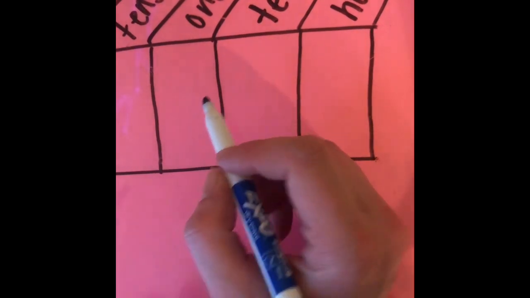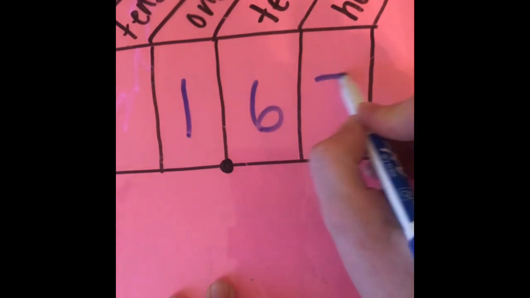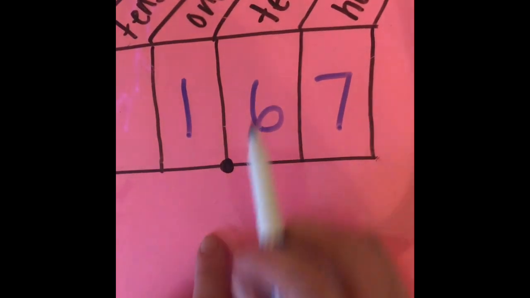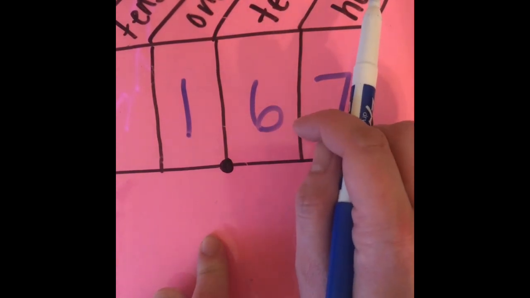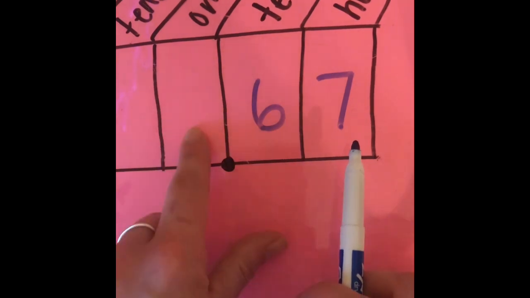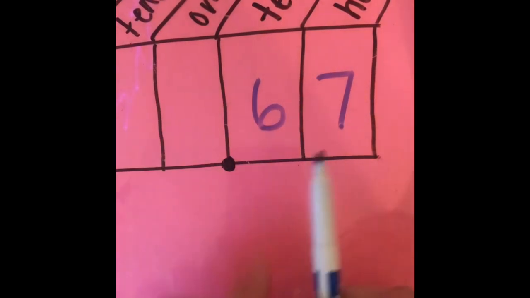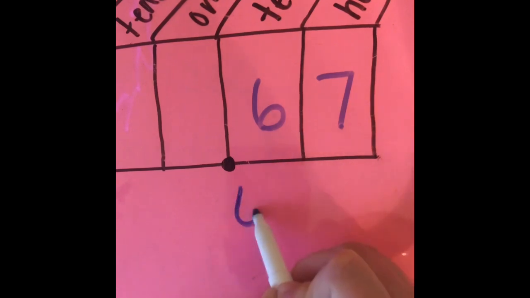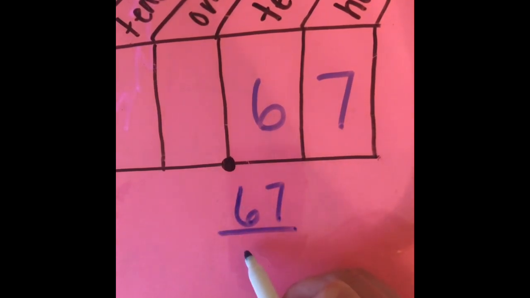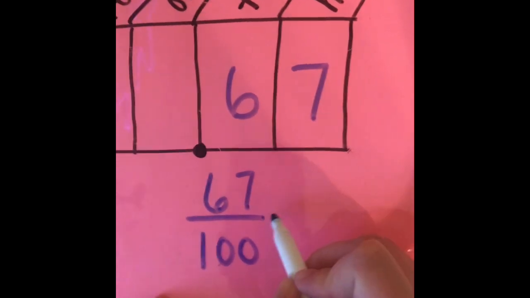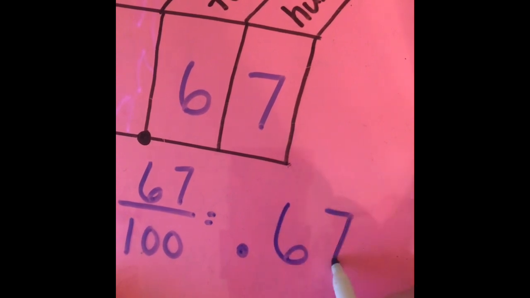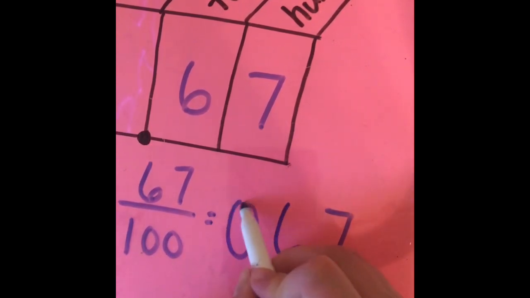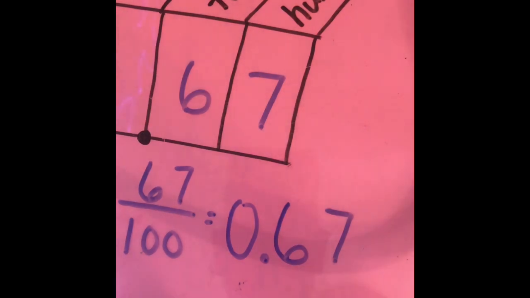So if you were writing, let's say you had $1.67. The 6 would be in the tenths and the 7 would be in the hundredths. If we were looking at just the 67, let's say we took away the dollar, you had 67 cents. It would also be 67 out of 100, which is equal to what we see here with the decimal 0.67, and usually they put a 0 in the ones place just to show that there are no ones.